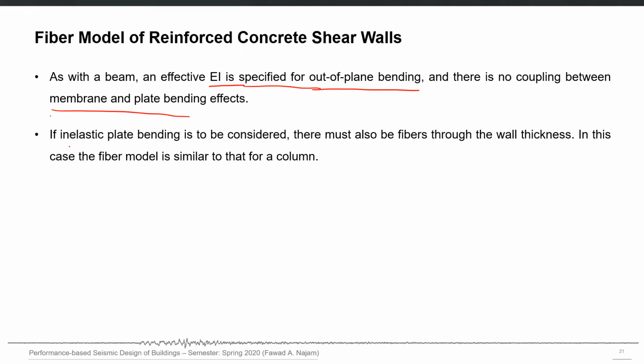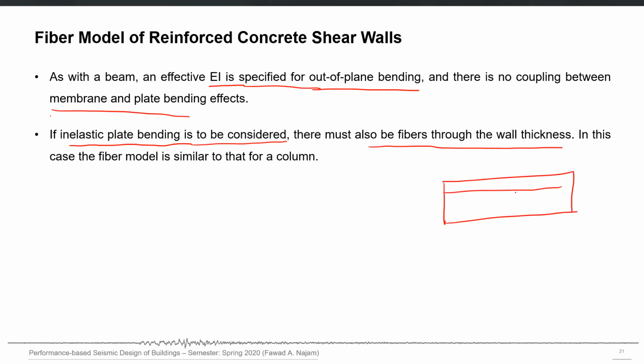If inelastic plate bending is to be considered, then you have to divide your fiber cross section in the other directions also. There must also be fibers through the wall thickness. If this is the shear wall leg, then you have to divide in that direction also if you want to consider the inelasticity in the out-of-plane direction. In that case, you will also have these horizontal cuts along the thickness. So the fiber model will become like the model of the column.